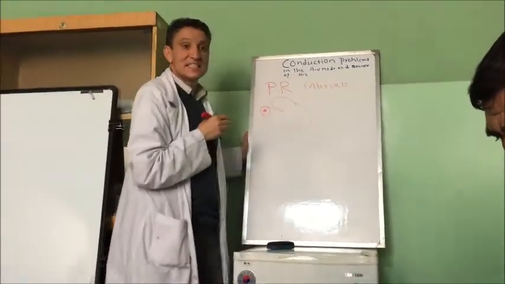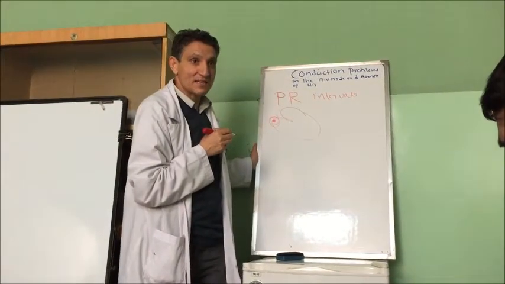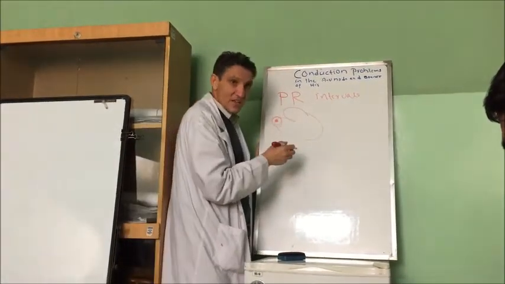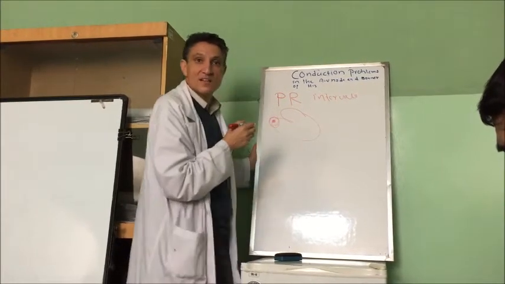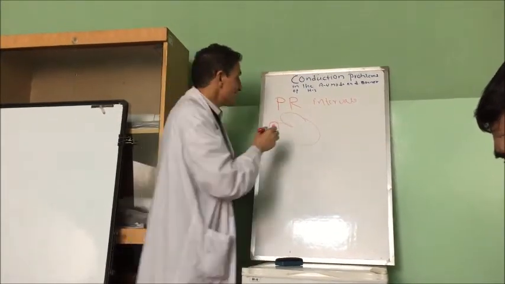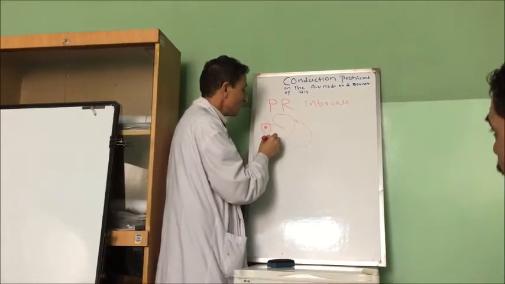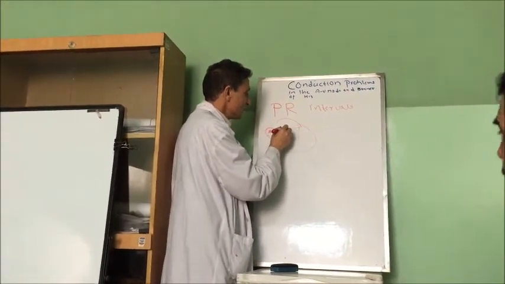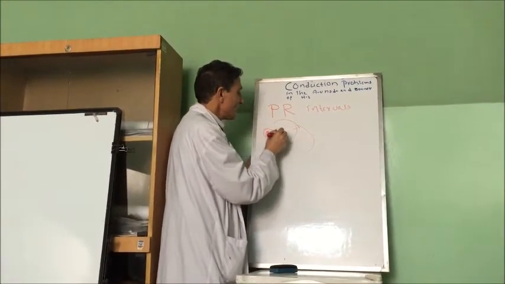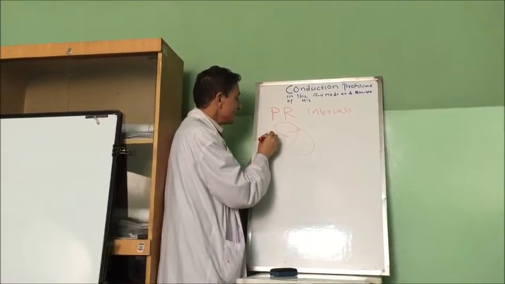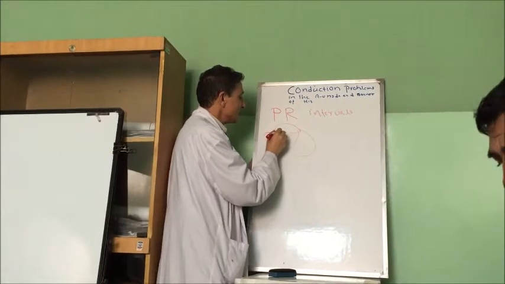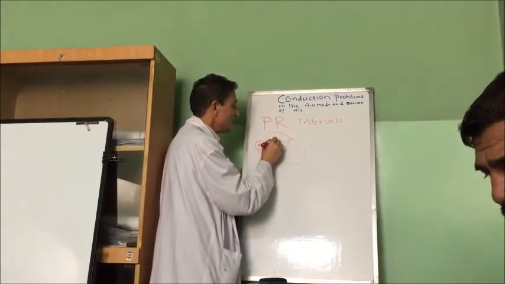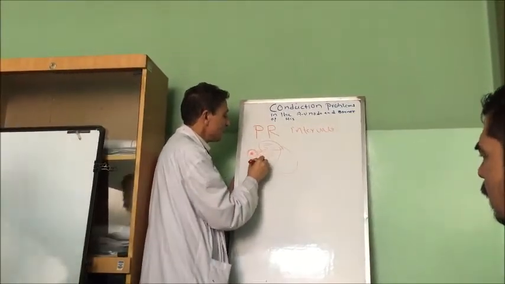After the SA node produces electrical impulse, they lead to stimulation or depolarization of which part of the heart? Right and left atrium. So then the electrical impulse is generated in the SA node. This is the electrical impulse.